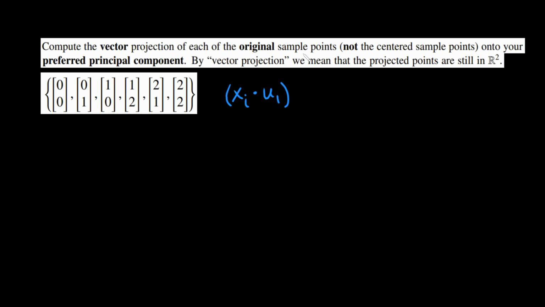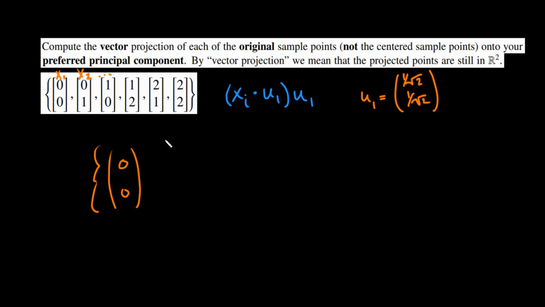And then since u1 is a unit vector, we can simply multiply by u1. This is what we're doing for each one of these points. I'm not going to call the projections anything, I'm just going to write them as a set. For the first one, the dot product of x1 with u1. As a reminder, u1 is the 1 over root 2, 1 over root 2 vector, but the dot product is just 0 times both of these, so 0. And if you zero out the vector, you just get 0, 0 still. Of course, you're at the origin, you project onto the origin because that vector passes through the origin.